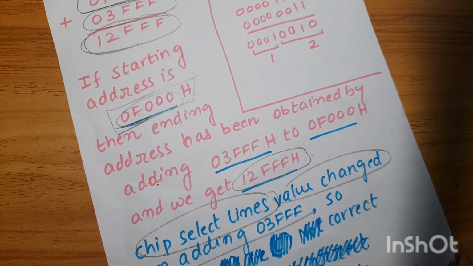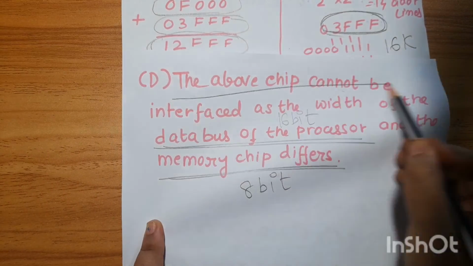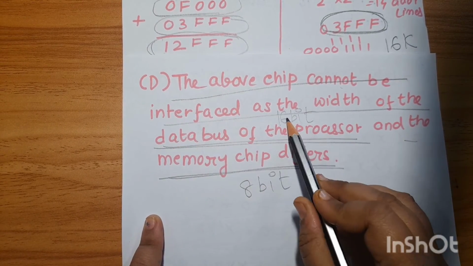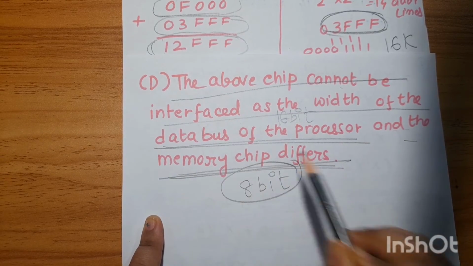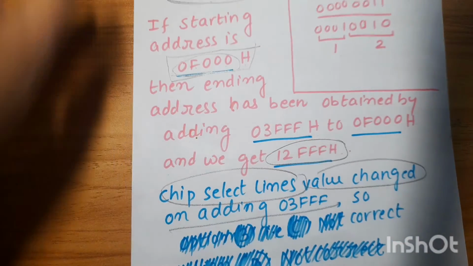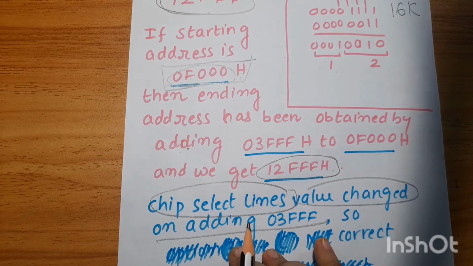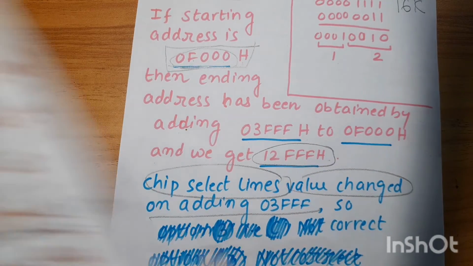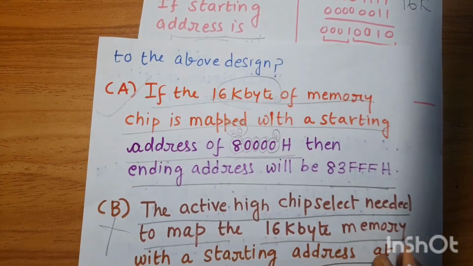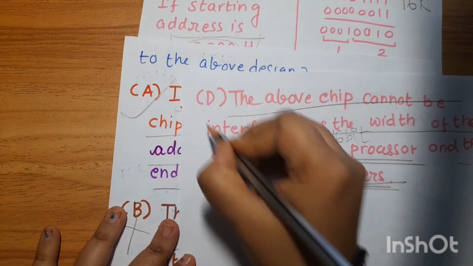Now we will see option D. Option D says that the above chip cannot be interfaced as the width of the data bus of the processor, that is 16-bit, and the memory chip, 8-bit, differ. But that is not true. So option D is not true. So what is true? Option C is correct and option A is also correct. A and C are correct. B is not correct, and D is also not correct.